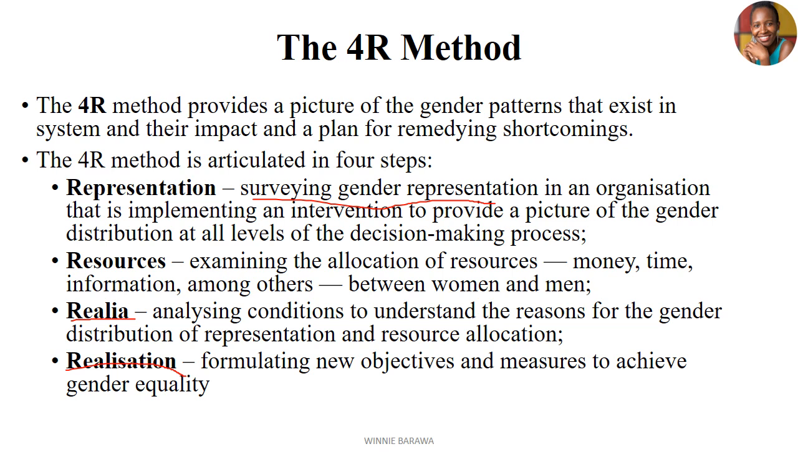So the 4R method articulates it in 4 steps. It looks at 4 steps that you can use to ensure that there's a full pattern of how the gender issues operate. So there's the first R of representation, resources, realia, and then realization. If you're looking at the representation, then it's looking at surveying. The first stage in the 4R method is that you first need to do the first R, and in the first R, you're going to survey.